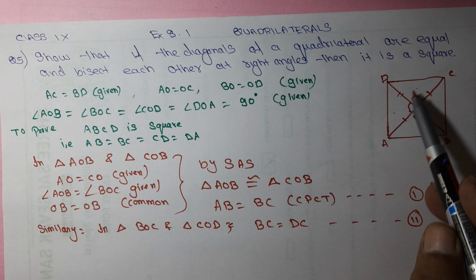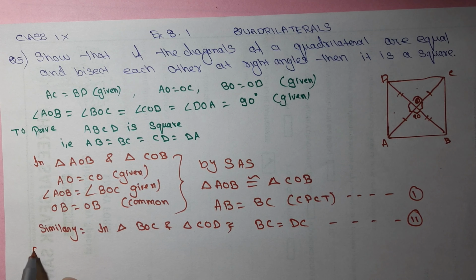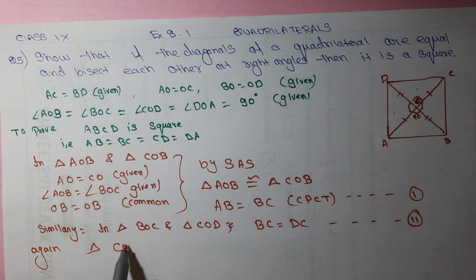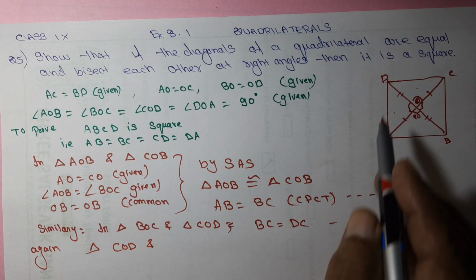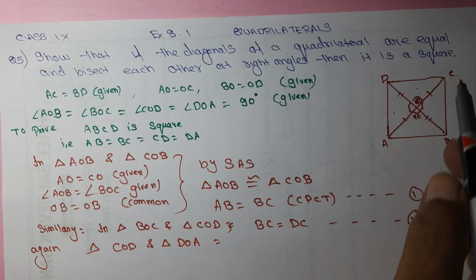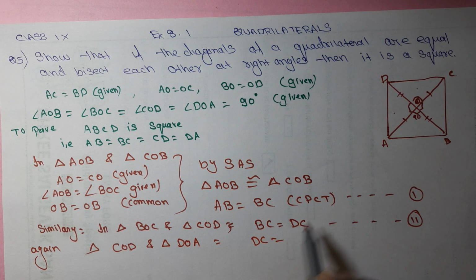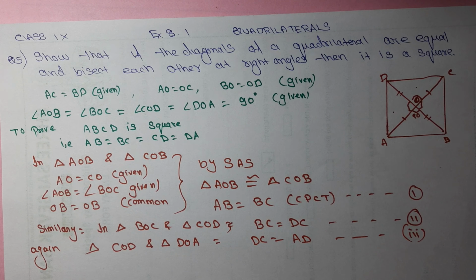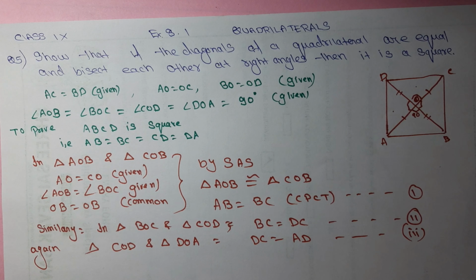Now similarly in these two triangles, again in triangle COD and triangle DOA, what can we prove? CD or DC is equal to AD. This is 3. Okay. Now if we compare all these 3, from 1, 2 and 3, what did we get?